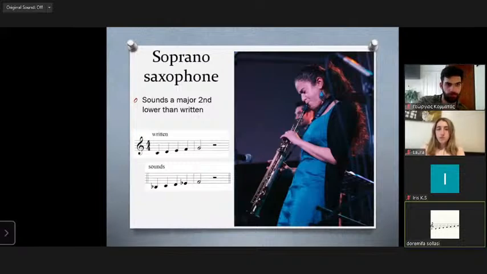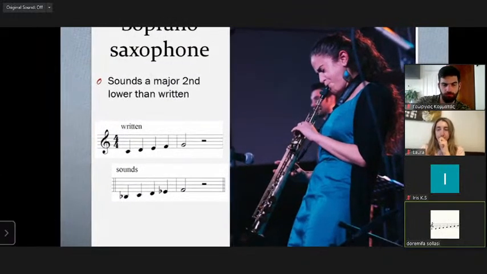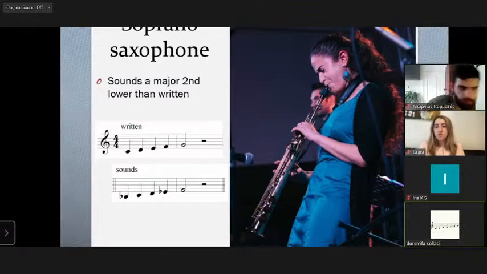So here is the soprano saxophone. Some people confuse this instrument with a clarinet, but actually they are different. The clarinet is made of wood, a wood from Africa. It's called grenadilla. Some people just say African black wood. And the saxophone is not made of wood. It's made out of metal.